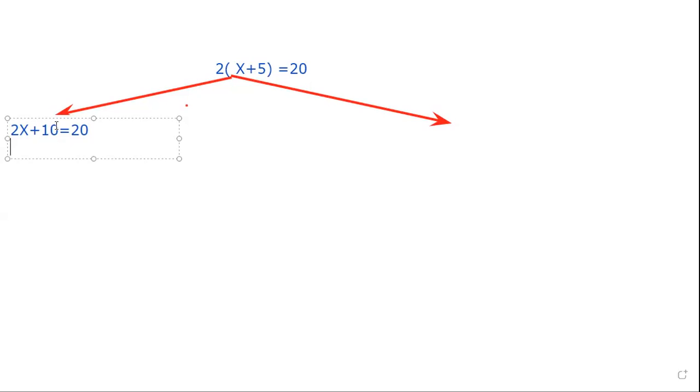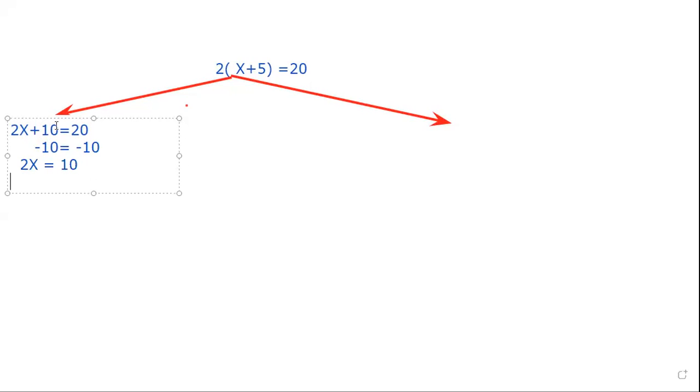Now, who will tell me what we have to do? You have 2x plus 10. Which number do we have to write here? Minus 10. Thank you, Muhammad. Minus 10 to both sides. So I'm going to write minus 10 and minus 10. So the answer will be 2x equals 10.